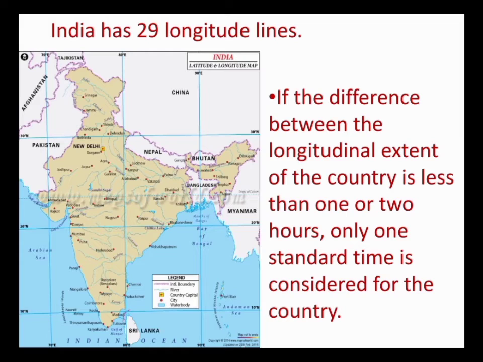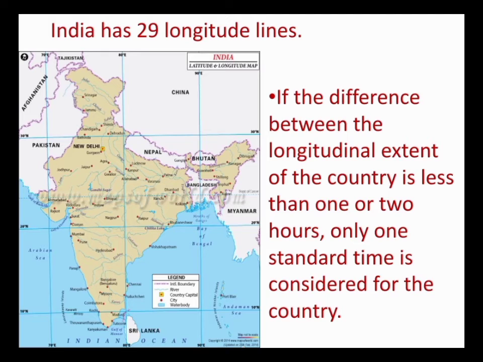One longitude line is equal to 4 minutes, and 15 longitude lines equal 60 minutes, that is 1 hour. India has 29 longitude lines, starting at 68 degrees longitude and ending at 97 degrees longitude. So India's span is equal to 1 hour 56 minutes.